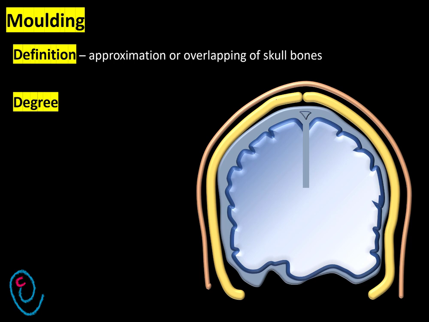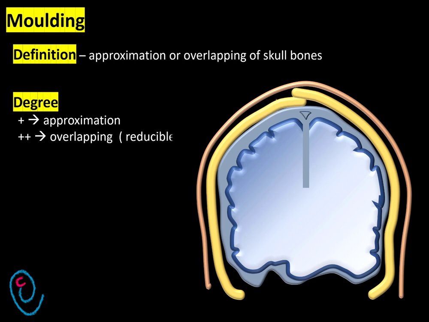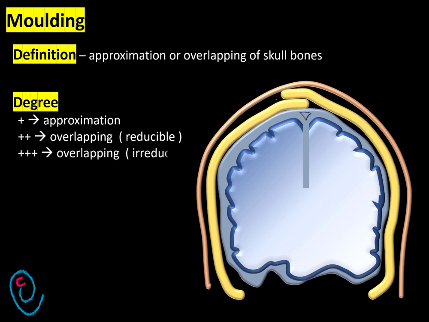When the bones approximate to each other with no intervening membrane, it is considered 1+. Overlapping of bones, which is reducible, is 2+. While overlapping bones, which is non-reducible, is considered 3+.